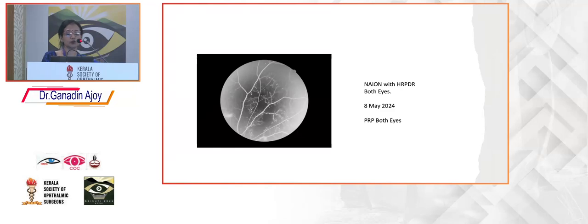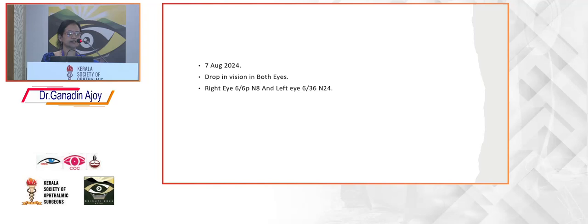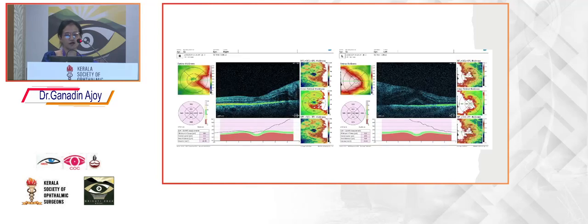So this is both eye NAION with HRPDR in both eyes. This is on 8th May. He undergoes PRP in both eyes. Then 2 months later, he has drop in vision in both eyes. The right eye has dropped to 6/60 N8 and the left eye to 6/36 N24. The disc, and now there is macular edema as well. This is after 2 months of treatment.